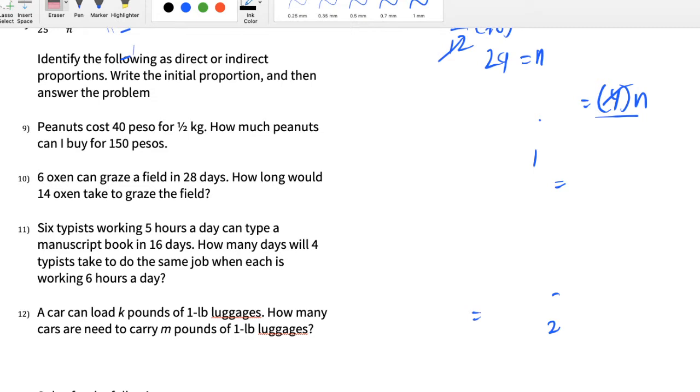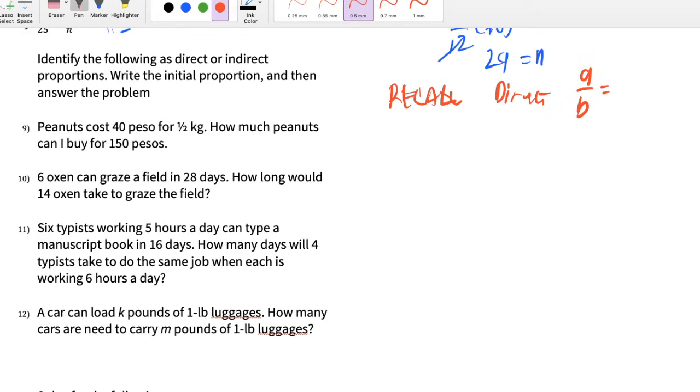Okay, number 9. Peanut costs 40 peso per 1/2 kilograms. How much peanuts can I buy for 150 pesos? So here, for numbers 9 to 12, let's recall this one first, okay? For direct, we have A over B is equal to C over D, right? For indirect, we have A times B is equal to C times D.